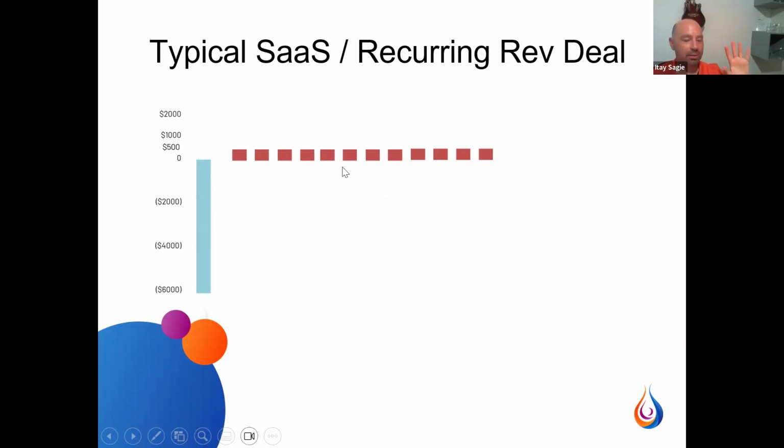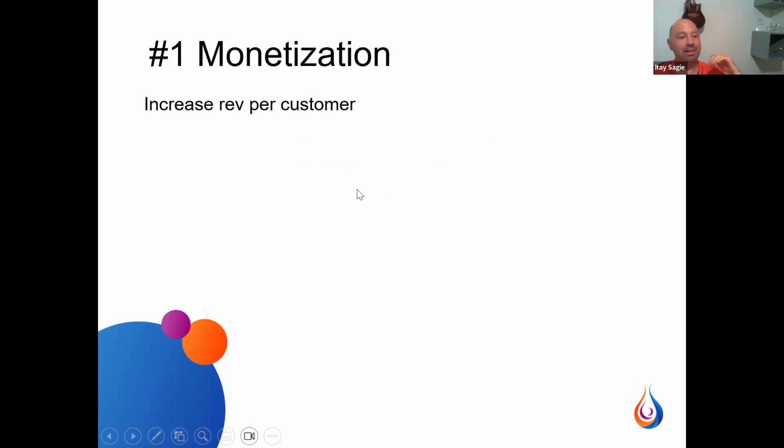Now, as I said, the most important thing you should know how to do is monetize your customers and increase the revenue per customer over time. So if you start at 500, you better grow to 550 and 600 for these customers. You should know how to monetize them and not just stay at 500, okay? That's monetization that will have the biggest impact on your growth.